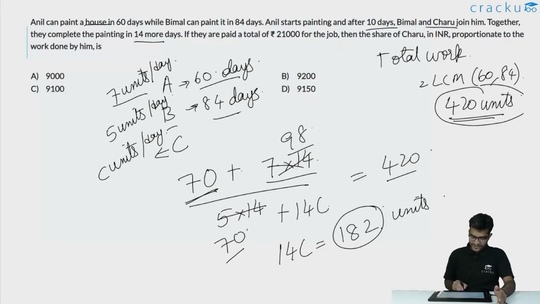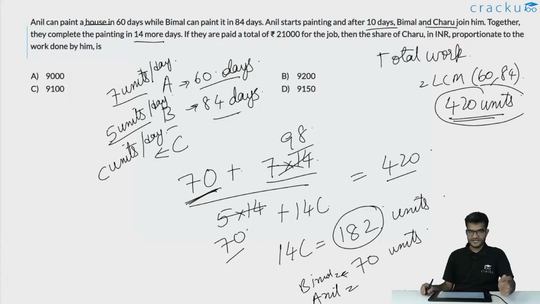The work done by Bimal is 5 units into 14 days that Bimal worked, so that is 70 units. This is by Bimal. And the total work done by Anil will be 7 into 10, the first 10 days that he worked alone, plus 7 into 14, so 98, so the total is 168 units. This is the total work done by Anil. If you add up all of them, again you are going to get 420.